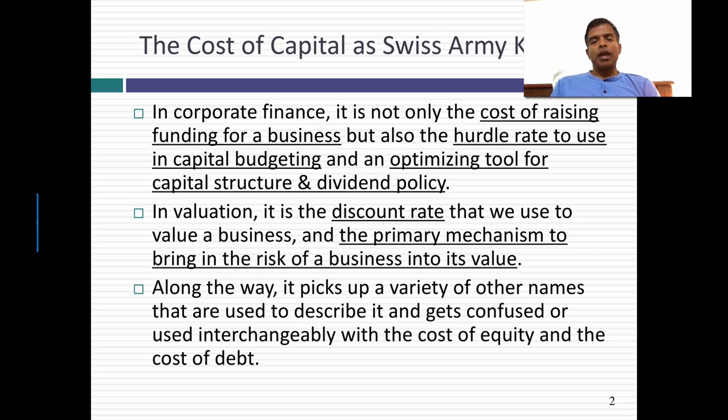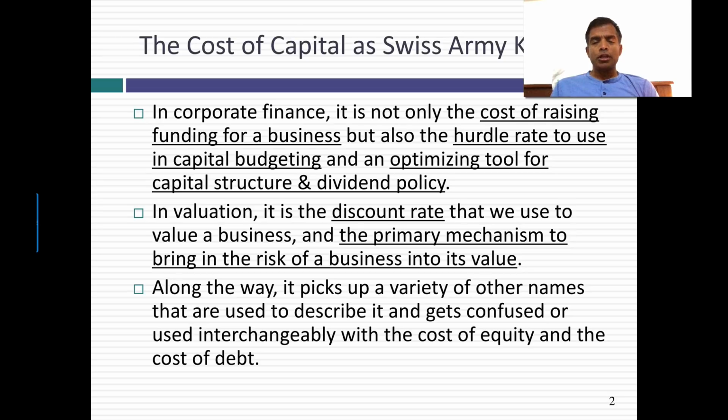I call the cost of capital the Swiss Army knife of finance. Why? Because it's everywhere. Think about it. In corporate finance, the cost of capital is both your cost of raising funding for a company and a hurdle rate for the company and its projects. In capital structure, it's an optimizing tool. It's how we decide what the right mix of debt and equity for a company is. In dividend policy, it tells us whether the company should be returning more or less cash.